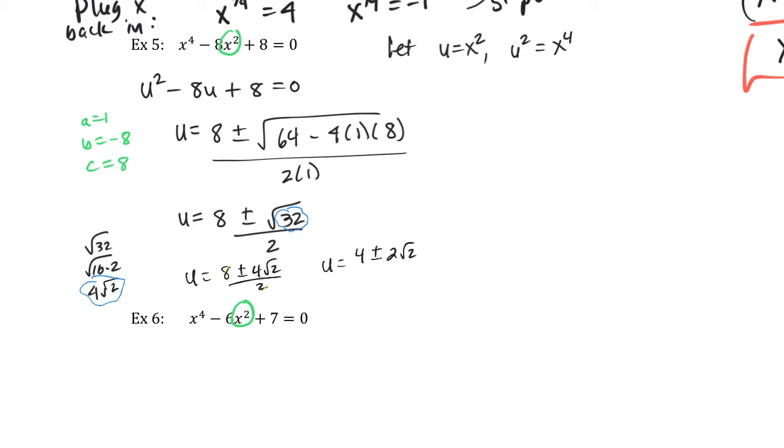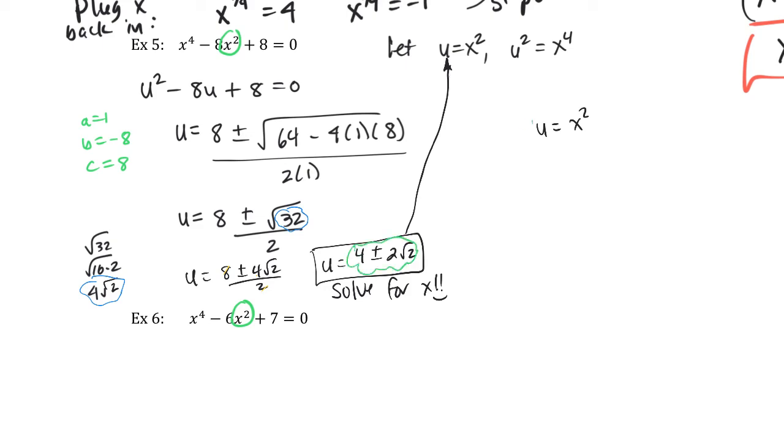Now, as tempting as it is to say we're done, we're not. We need to solve for x. Okay, so we're not quite done. We need to plug this in here and solve for x. Since u equals x squared, I'm going to put what u is worth, which is 4 plus or minus 2 root 2. So that goes in for u. So it's 4 plus or minus 2 root 2. That's equal to x squared.